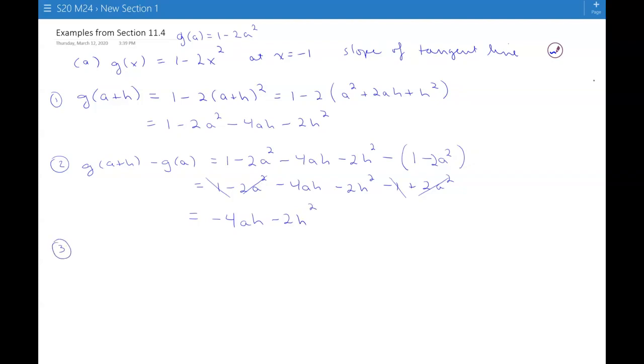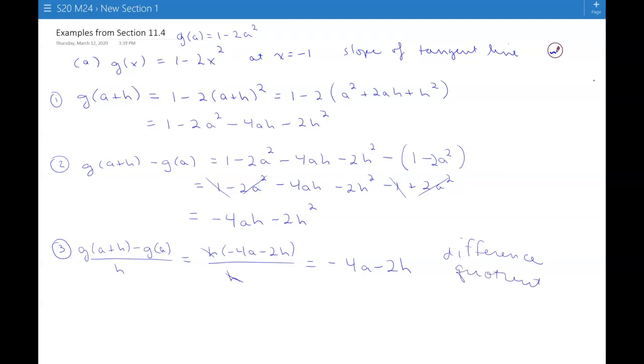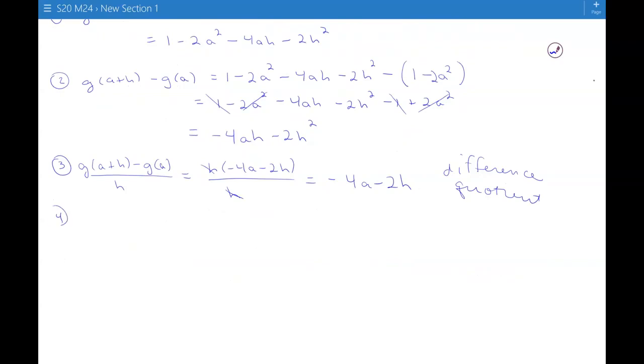Then the next step is to divide this by h. You take step 2's result and divide it by h. So I'm going to factor out h and divide by h, so the h's will cancel. And I have -4a minus 2h. At this point, what I have is called the difference quotient. And then the next step is to do the limit as h goes to 0 of the result from step 3, so that's of -4a minus 2h. That's going to be -4a.